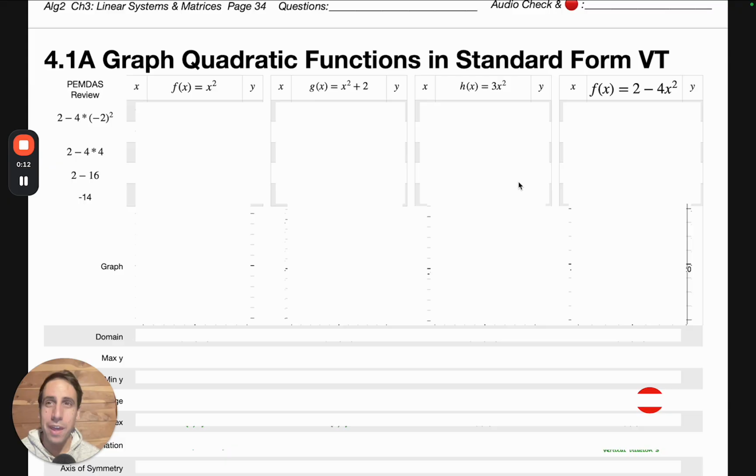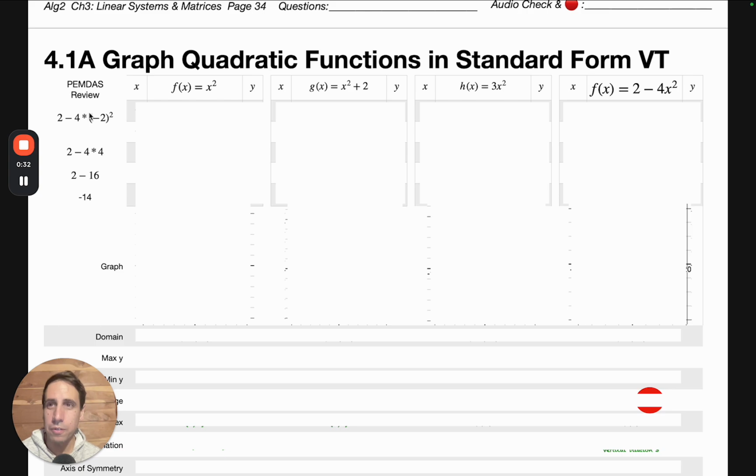Section 4.1a, graph quadratic functions. Everybody take a moment right now to just say the word quadratic. Yeah, quadratic. The very short version is that we're going to see lots of these exponents, x squared. Quadratic functions in standard form with a vertical translation.